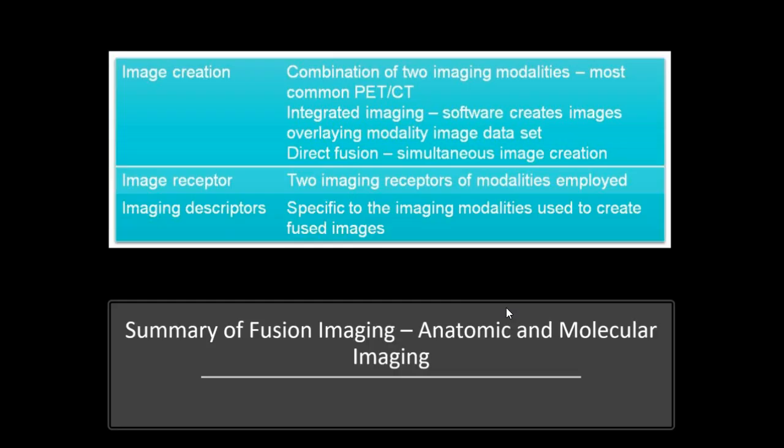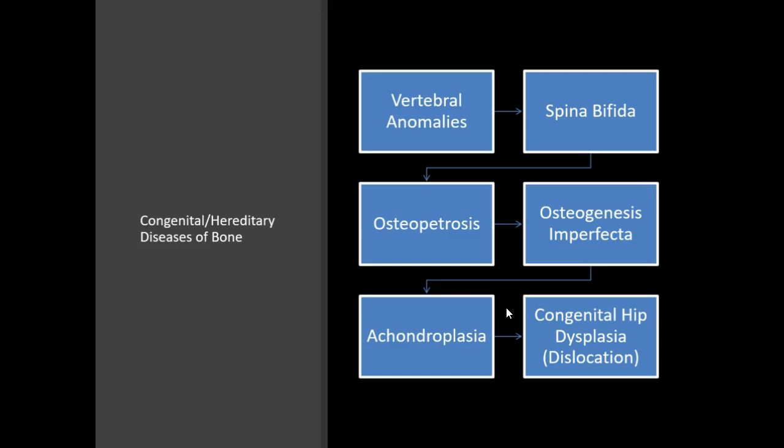All right, so combination of two imaging modalities, most common PET-CT. It's integrated imaging, so there's software that will lay both of them on top of each other. The image receptor is dependent on the modality used. So if we use SPECT, if we use PET, if we use MRI, if we use CT, so that's how the imaging works. Okay, let's get into the pathologies.